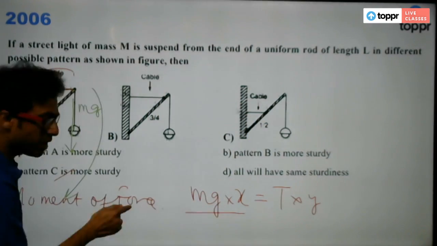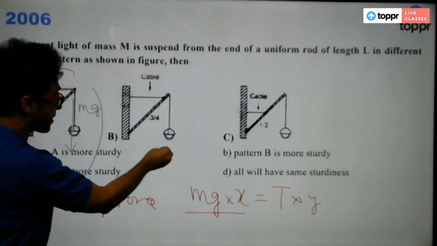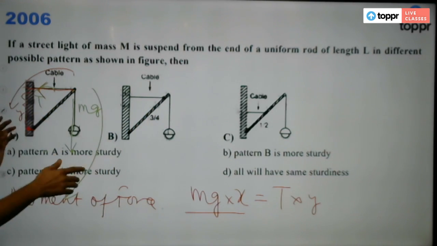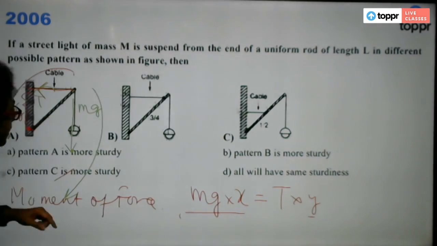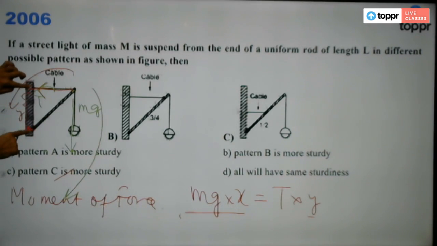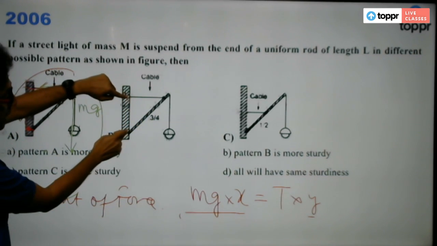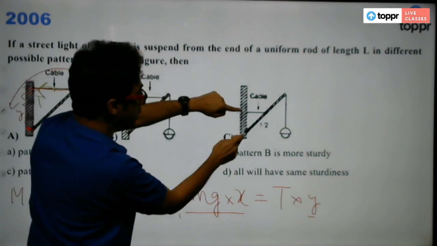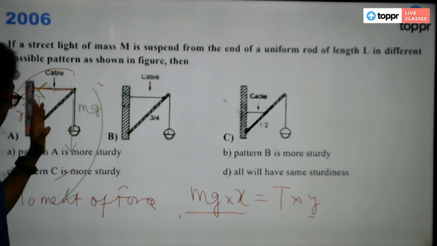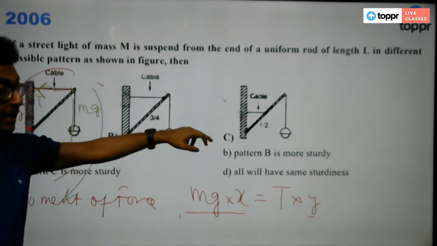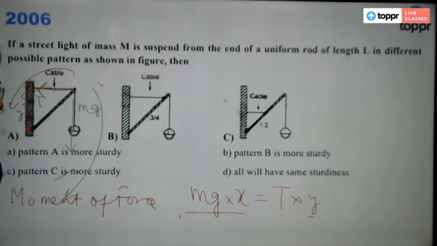Now see, for all these cases, this mg into x, this perpendicular distance, is remaining the same. So the moment with which the street lamp is trying to bend this structure is the same. What is changing? The y, because for this is y, for this it is 3/4. By similarity of triangles you can say this is 3/4 y, this is also half y. So in all these cases, from A to B to C, the y is reducing.